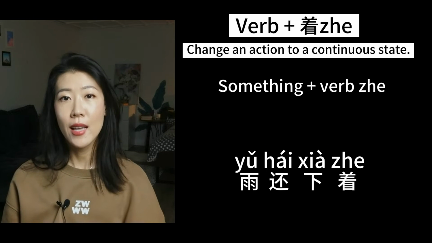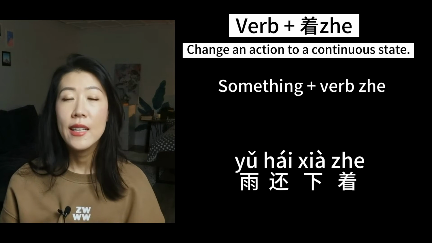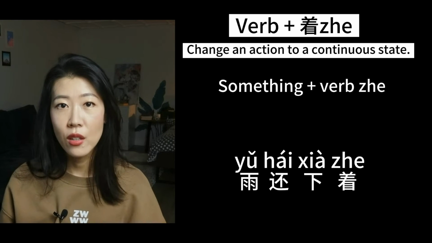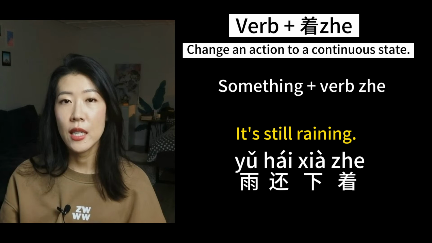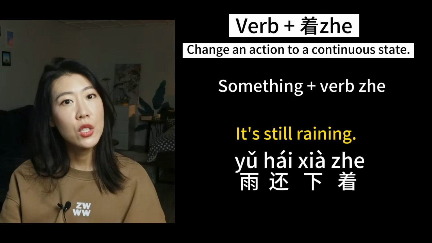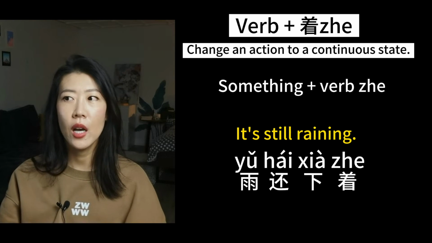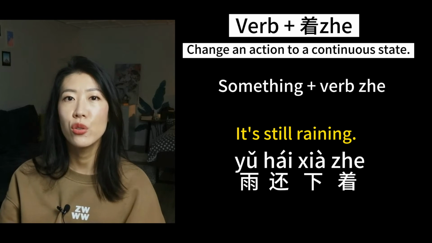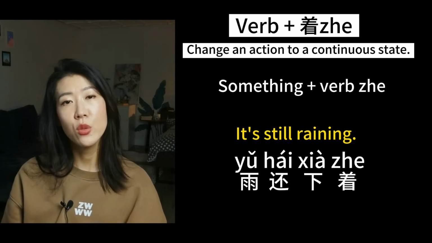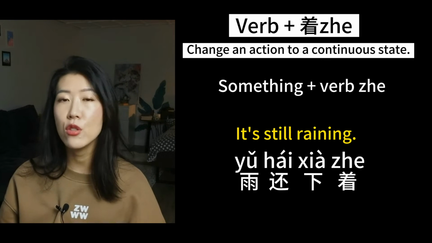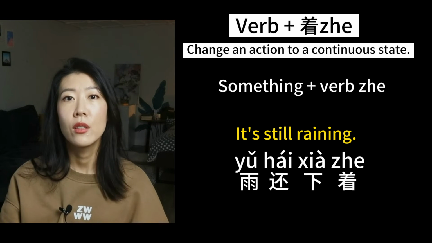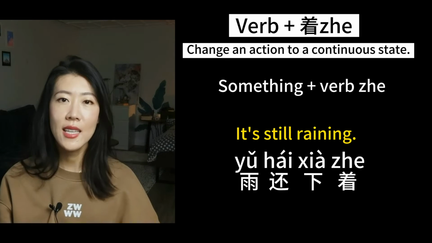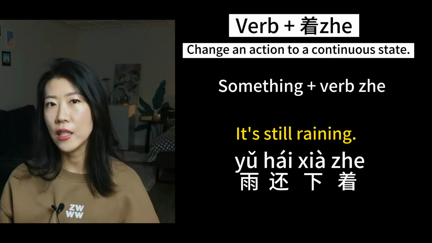雨还下着. 雨 means rain. 下 means fall. 还 means still. In English, it means it's still raining. In English, when the subject is something, we use it as a virtual subject, right? In Chinese, we don't need any virtual subject. We can use something to make the expression directly. So 雨还下着, 下着 is used to describe the state of the rain.